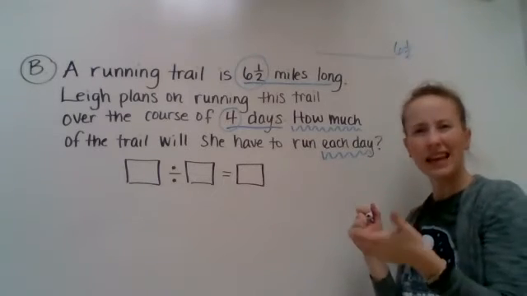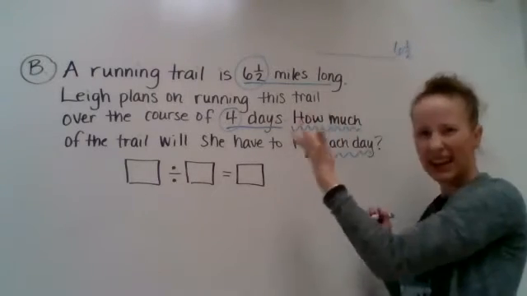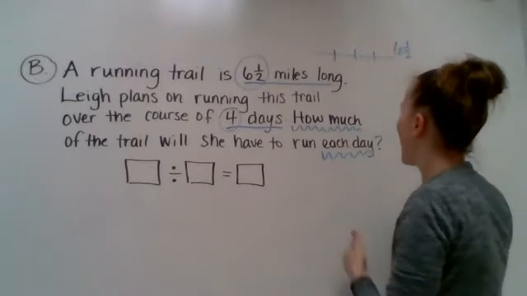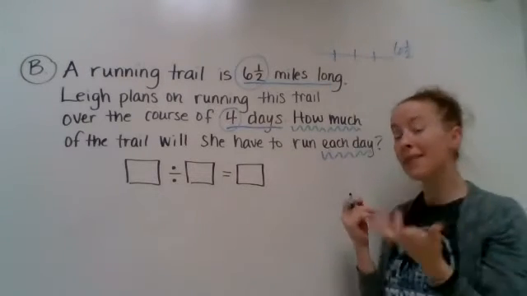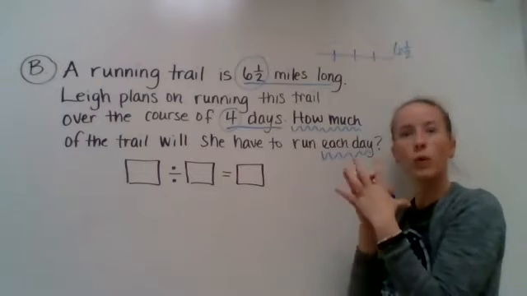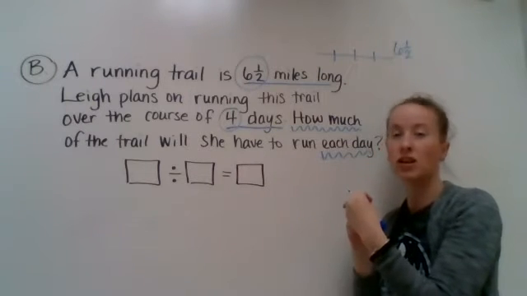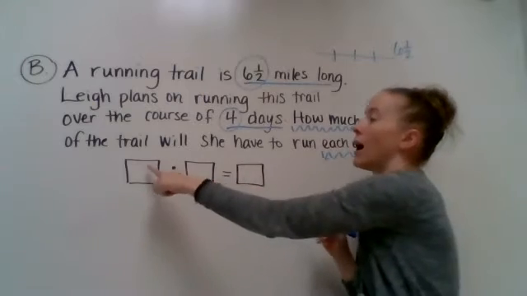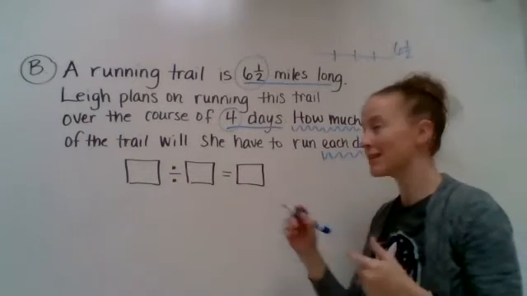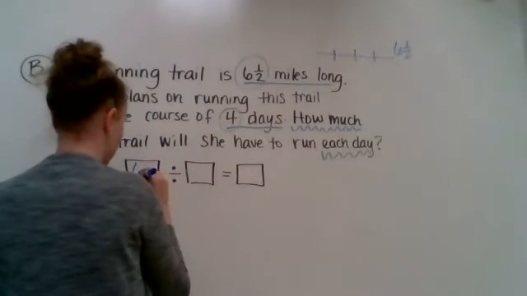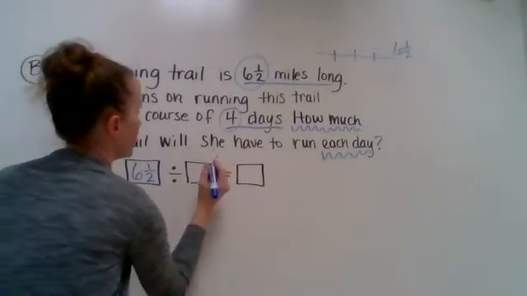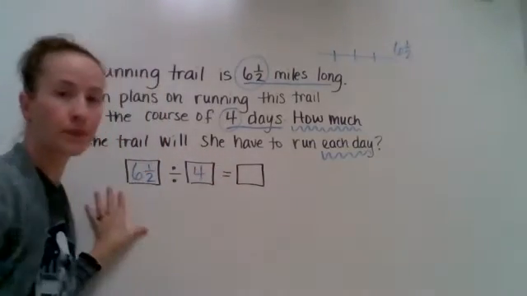Now, because it's taking 4 days, I want to break this up into 4 pieces. I'm going to cut it in half, and in half again. So now I've broken it up into 4 pieces. And this picture helps me to see that what I really needed to start with for my picture was the trail. And then I could cut it into 4 pieces. So I am going to fill in this first box with 6.5. And the second box is going to be divided by 4.